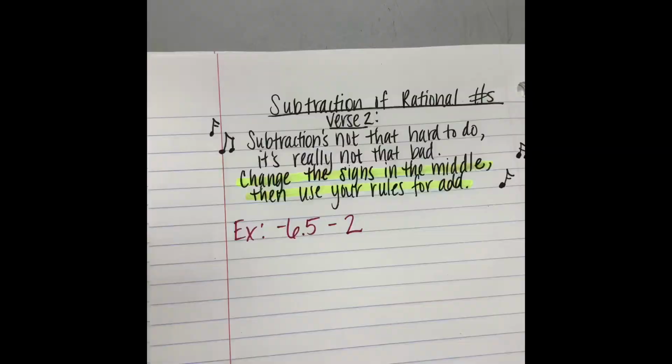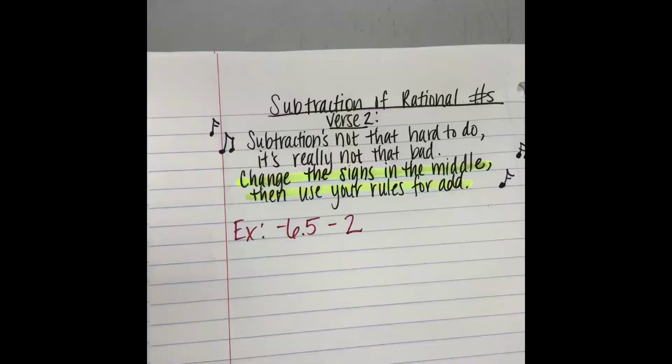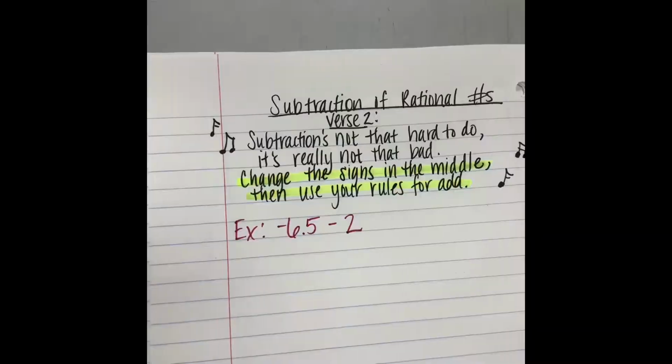So now you just continue your rules for add. We just add those up. Negative 6.5 plus negative 2, if it helps you to go vertically. You have 5 and 8. Remember that negative sign still is in play, so our answer is negative 8.5.